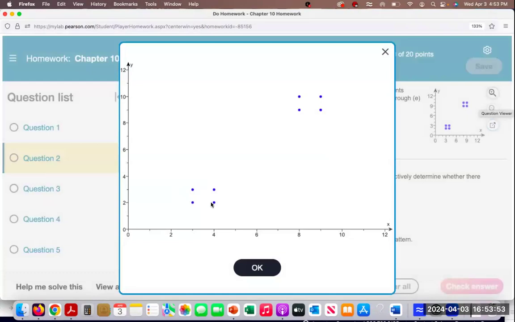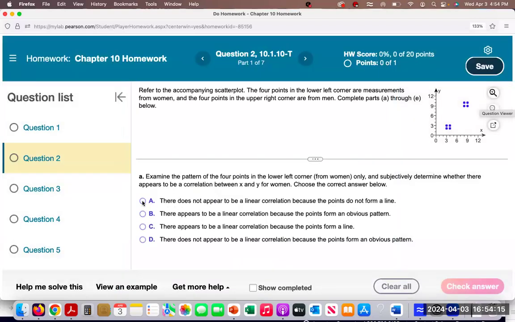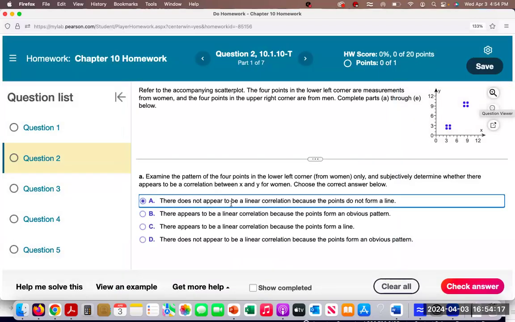So if the points in a scatter plot appear to lie in a straight line, then there is a strong correlation between the two variables. The points in the lower left corner don't appear to lie on a straight line. They appear to form a square instead. So there does not appear to be a linear correlation between X and Y for women, because the points do not form a line.